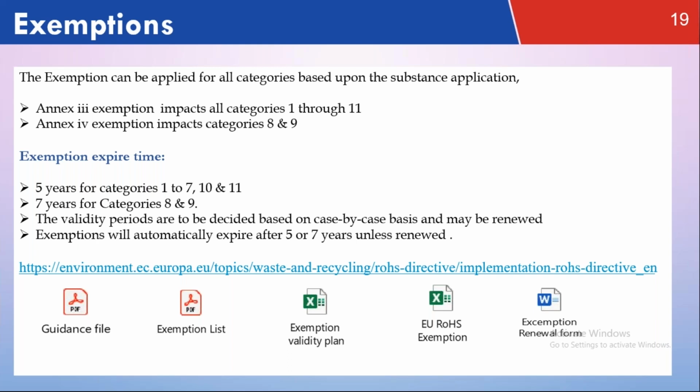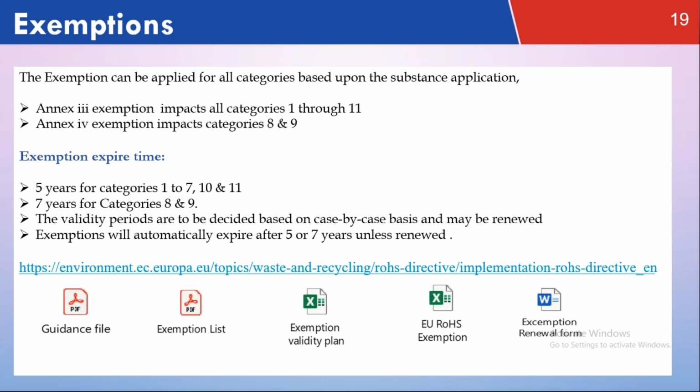Generally, categories 1 to 7, 10 and 11 have an expiration time of 5 years. And for categories 8 and 9, the expiration time period is 7 years. This validity period is decided based upon a case-by-case study, and it can also be renewed. So automatically, the exemption will expire after 5 or 7 years, unless it is renewed. In the below website, you can see the exemption list and its validity plan. All these attachments are available in the below website.